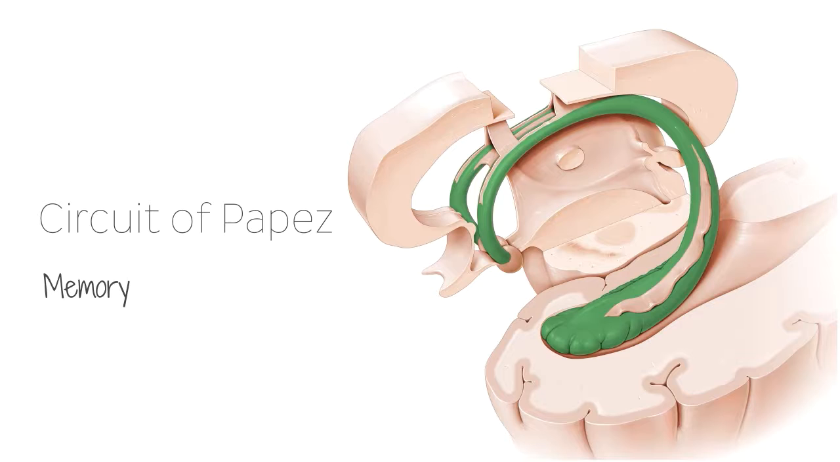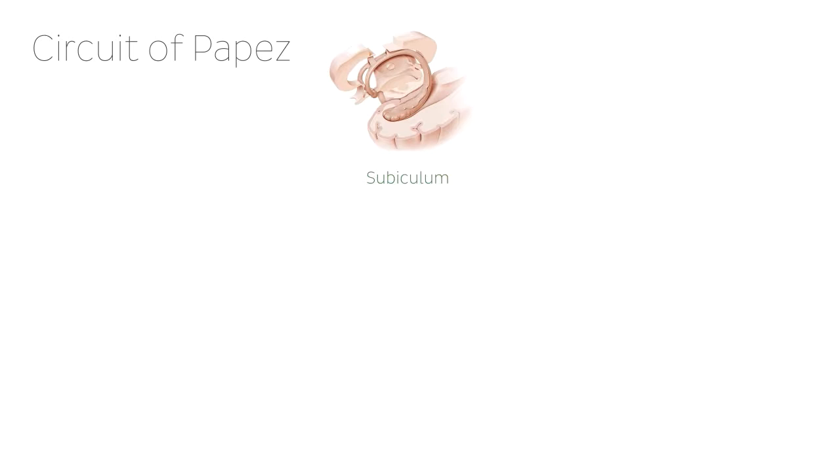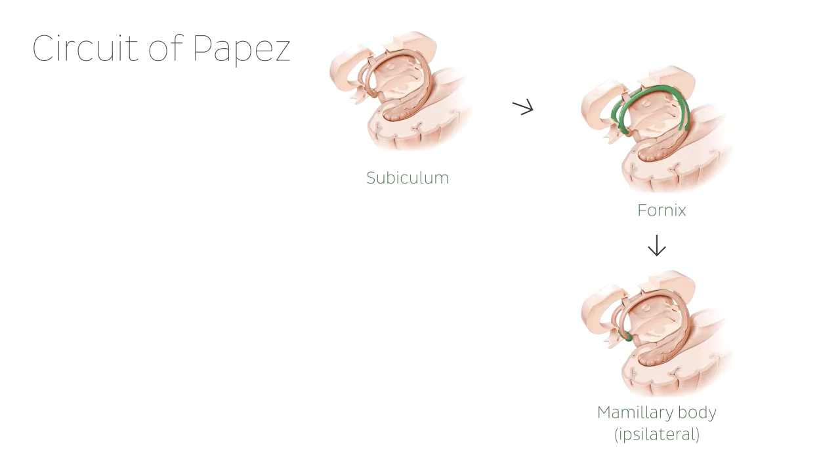The circuit of Papez is a closed neural circuit, beginning and ending at the hippocampus. More specifically, the circuit looks like the flowchart below. So in this chart, you can see our hippocampal formation, specifically the subiculum, sending axons from this region posteriorly to enter into the fornix. And at the fornix, the axons continue along the crus, and then into the body, and then into the column of the fornix, ending in the ipsilateral mammillary body.